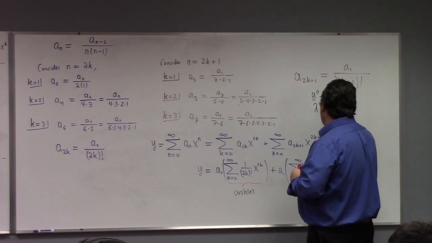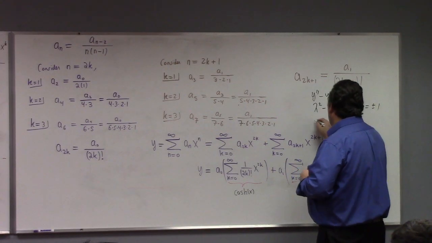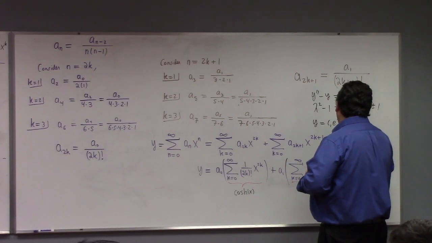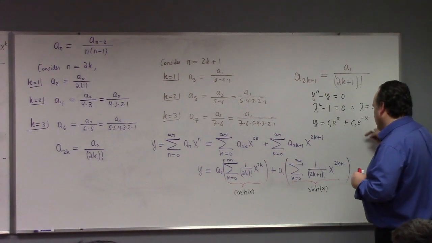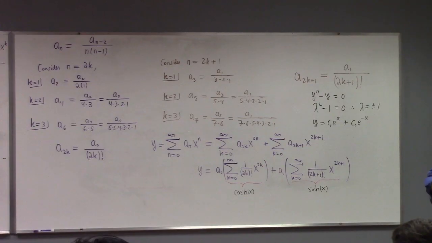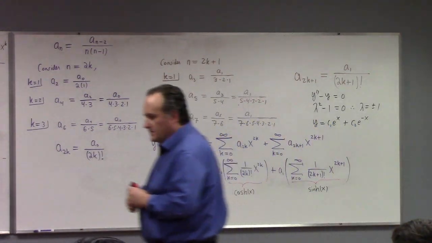We write down lambda squared minus 1 equals 0. Therefore lambda is plus or minus 1. So y is equal to c1 e to the x plus c2 e to the minus x, right? And then that can be rewritten as this by an appropriate redefinition of constants. e to the x is cosh plus sinh, e to the minus x is cosh minus sinh. So they're kind of the same universe of functions.